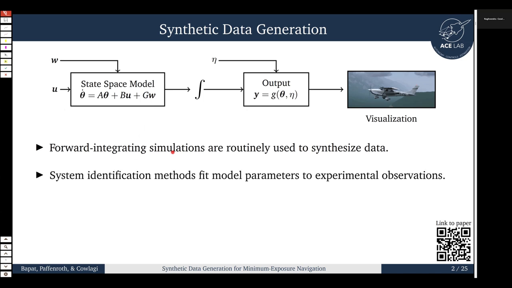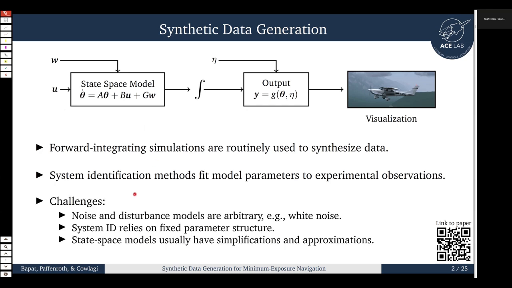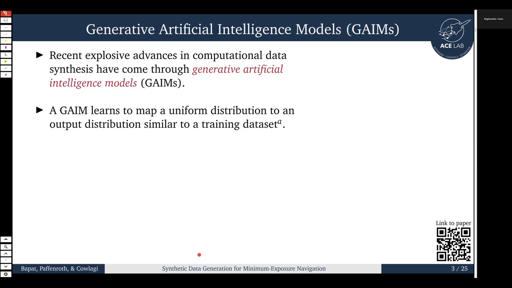Some system identification methods might be used to fit certain unknown or uncertain model parameters to whatever experimental observations are available. So this has been standard practice for a very long time, but it's not without its challenges. The challenges are several, including that the noise and disturbance characteristics in these types of models often tend to be fairly arbitrary, or they tend to be for mathematical convenience, like white noise, which is not realistic. The state space models themselves may also have a lot of simplifications and approximations, which may not often reflect the reality. So this is the standard practice.